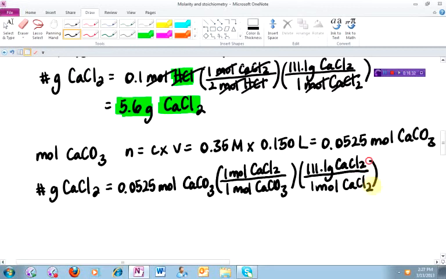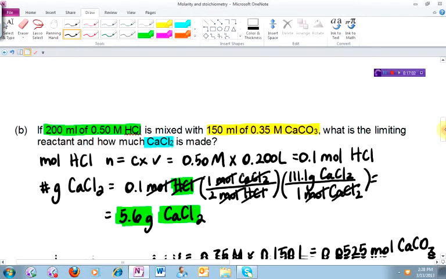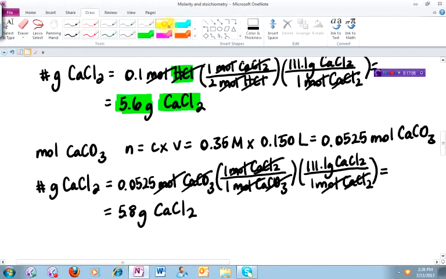Now it takes a little while to write everything out, but it is worth it, trust me. So moles of calcium carbonate, that cancels out. Moles of calcium chloride, that cancels out. You're left with grams of calcium chloride. So when you plug those numbers in, 0.0525 times 111.1 divided by 1 ends up being 5.8 grams of calcium chloride. So the calcium carbonate reactant produces 5.8 grams of calcium chloride.